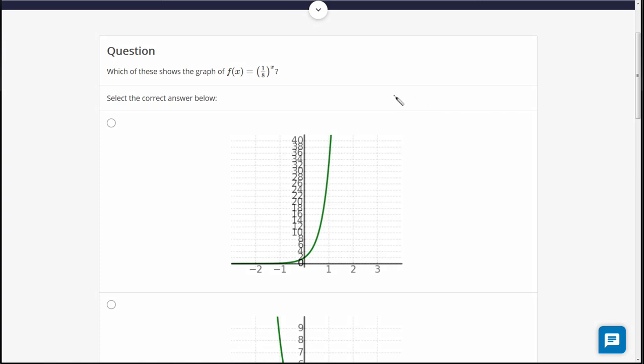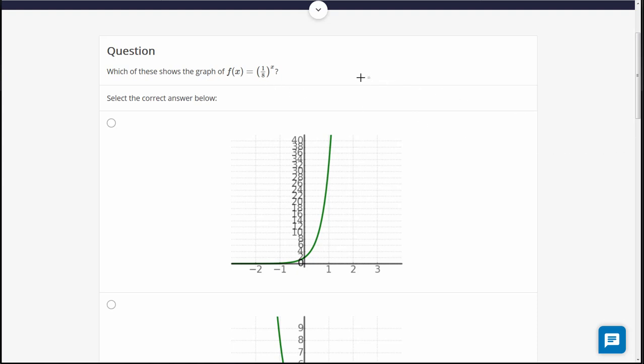So this is a problem about exponential functions, a question regarding the graphs of exponential functions. So basically, what we want is an idea of what the graph of 1/8 to the x power looks like.